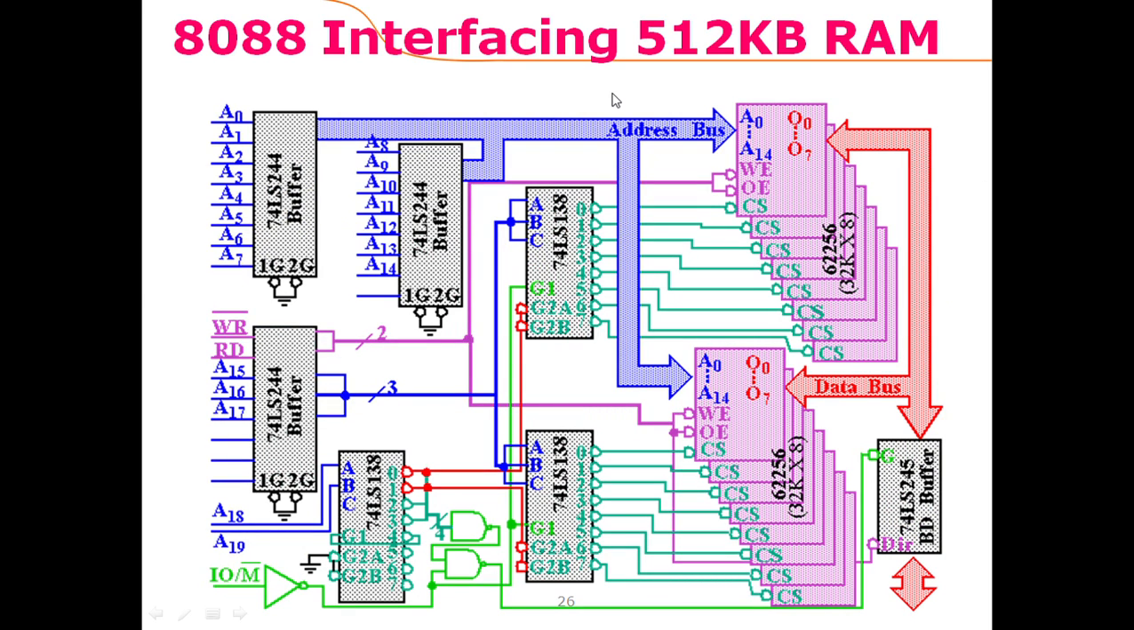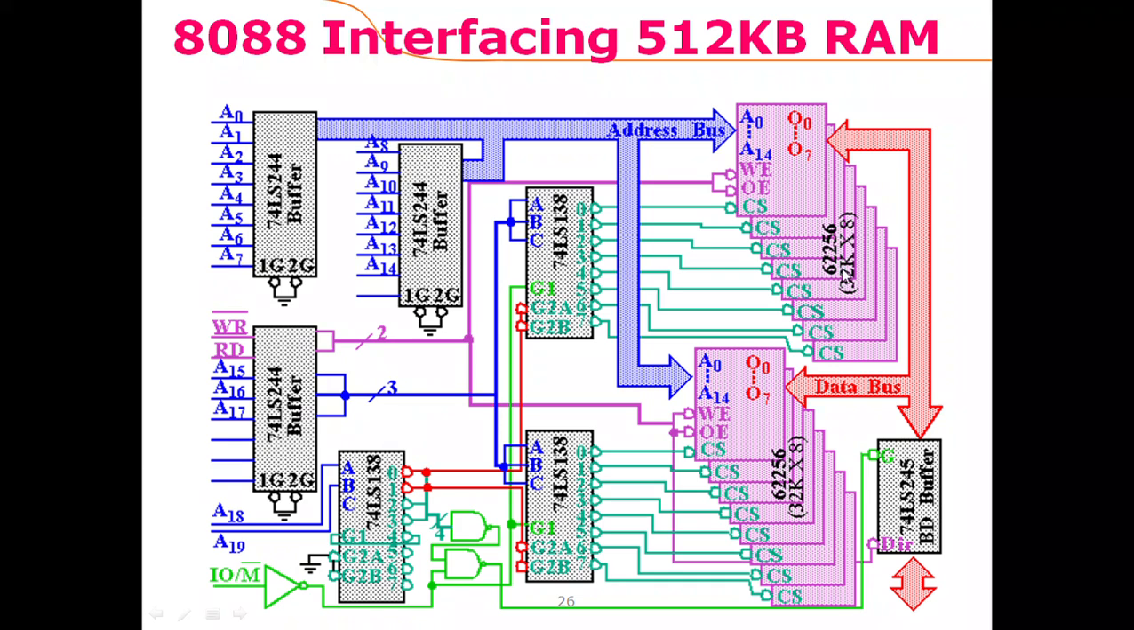Similarly, there is another example, 8088 interfacing with 512 kilobyte RAM. In this memory interfacing example, there is a 62256 memory chip with the capacity of 32 kilo locations inside each chip. So every single chip has the capacity of 32 kilobyte. So 15 bits are sufficient to identify a location inside each chip.